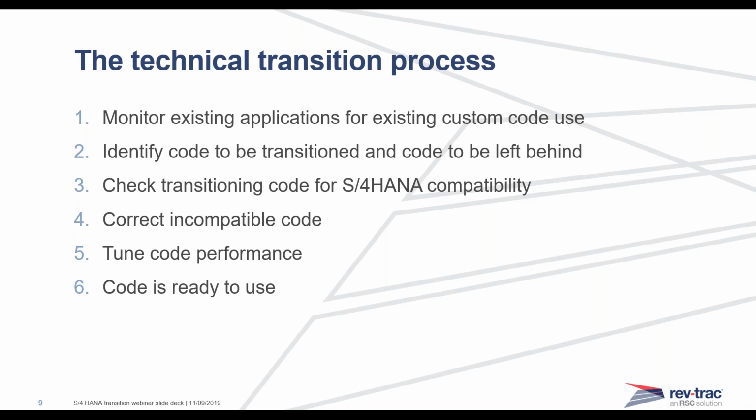That code then needs to be corrected and tested, and then once it's tested, moved into a regression system so that code can be tuned for performance. And once it's all tuned for performance, then that piece of code is ready to use. Now you'll notice here that we're talking in terms of code or programs or objects. So it's a very, very granular, detailed process.